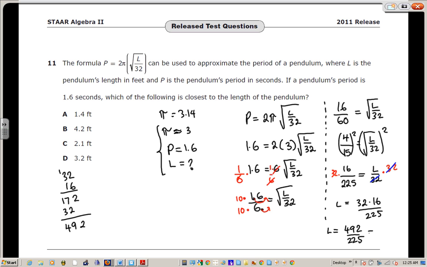Alright, so just divide this and then we're going to get our answer, right? So what is 492 divided by 225? So let's do that over here. Erase this so we don't get confused. We'll have 225 divided by 492.